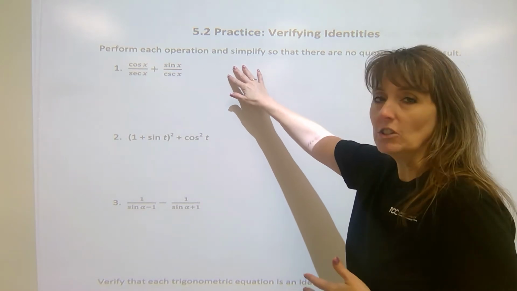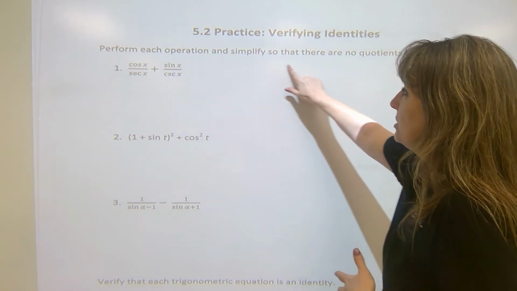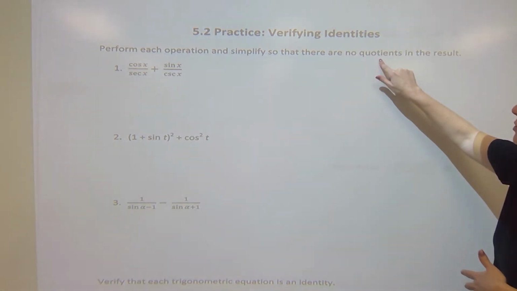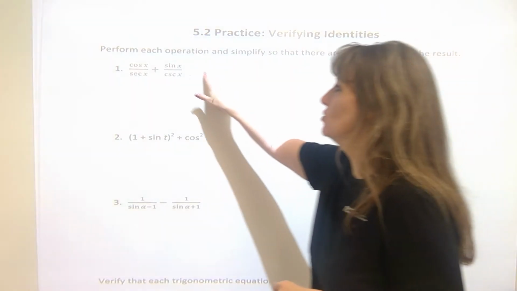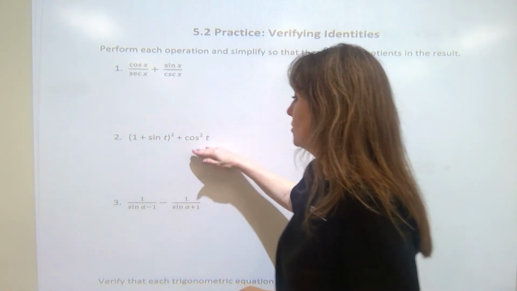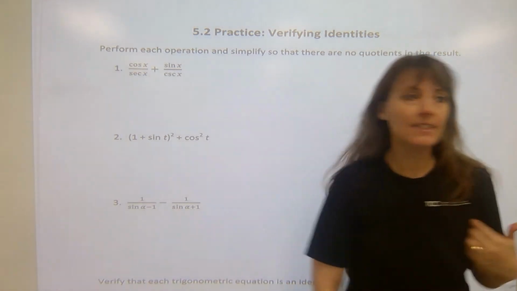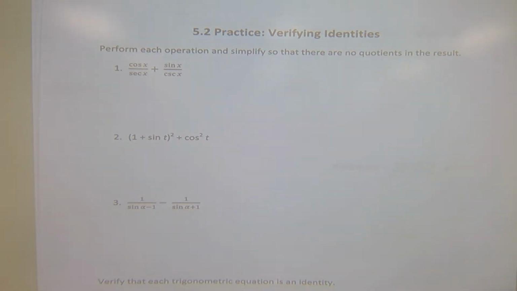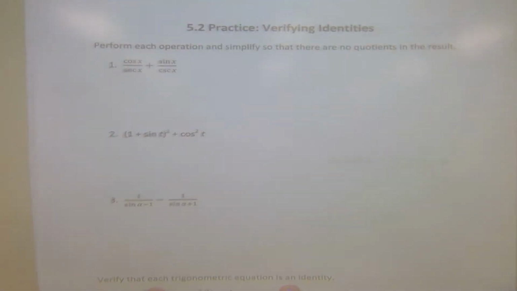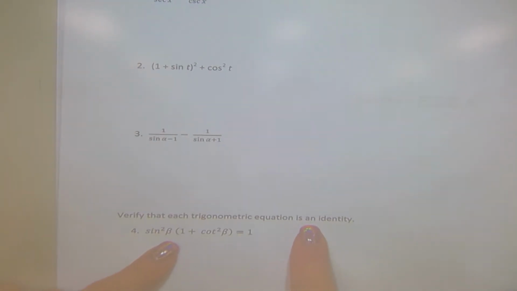Notice that you need to be sure that you read your instructions carefully. Perform each operation and simplify so there are no quotients. Your goal here is to get no quotients. And then with number 4, I get to verifying that each equation is an identity. Again, it is an identity. The answer is never no. It's not even yes. I want you to show me how it works as an identity. Okay, work yours. And then come back to the key.